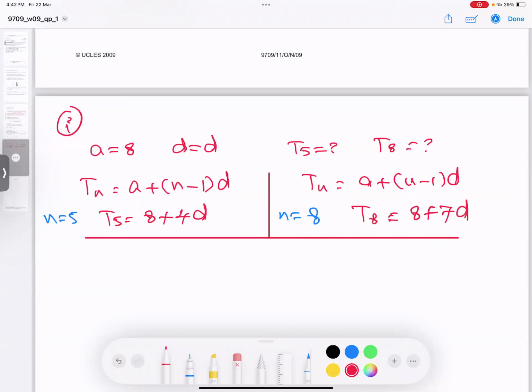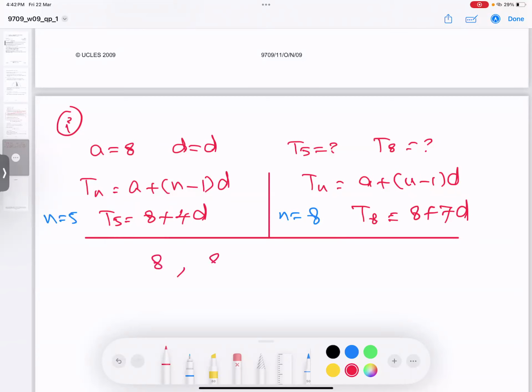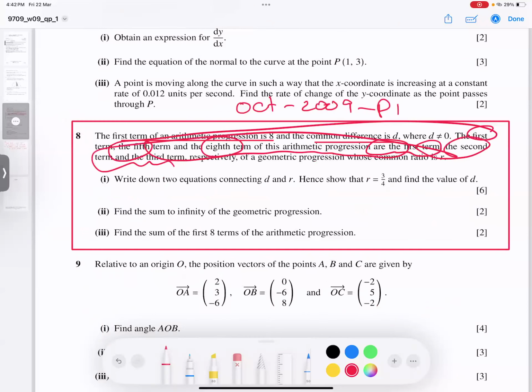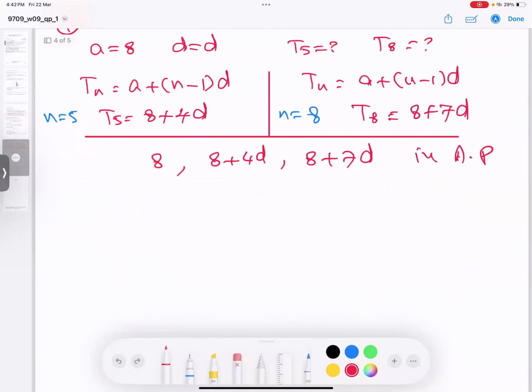He said the first term of AP, fifth term of AP, and eighth term of AP are what? Look, I'm writing 8, 8 plus 4D, 8 plus 7D are in AP, in arithmetic progression. According to the statement, these three terms are, repeat, the first term, fifth term, and eighth term are the first, second, and third term of a GP. Look, he mentioned geometric progression. So I can say this is the first term, this is the second term, and this is the third term of GP. This story is very clear.